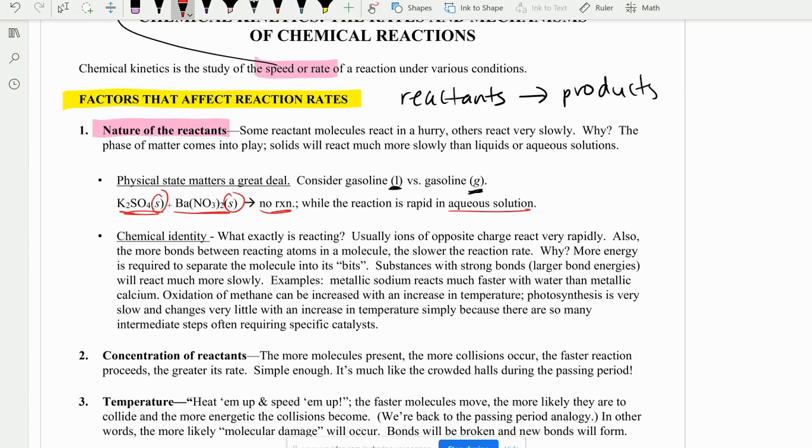So again, usually the rule of thumb is that solids are not going to react as quickly as liquids, and liquids will not react as quickly as gases. That's the general rule of thumb.